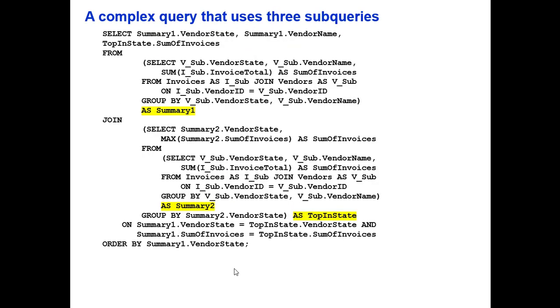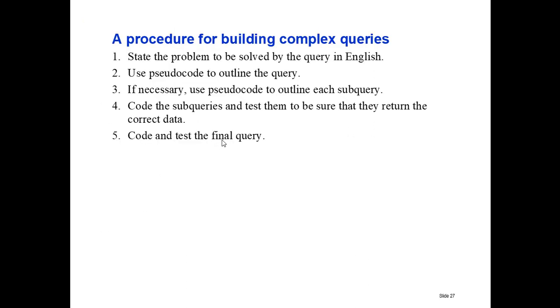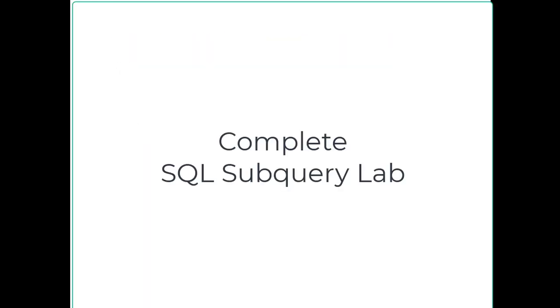So here is just an example of using 3 subqueries within a query. One's called top of state, one's called summary 1 and summary 2. So it does look very complex, but if you break it up, it's doable. Here are the steps that are recommended. First, solve it in English and write out pseudocode. Outline each subquery in the pseudocode. And then if they're not correlated subqueries, code each subquery and test them individually. And then finally pull it all together. So that covers subqueries. Have fun writing your SQL.